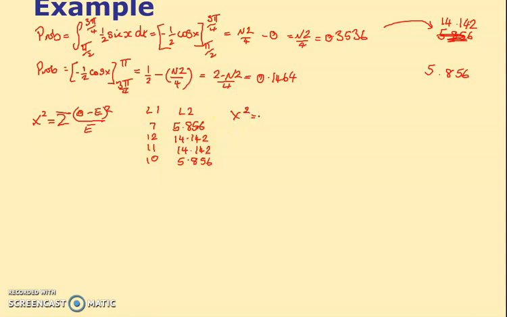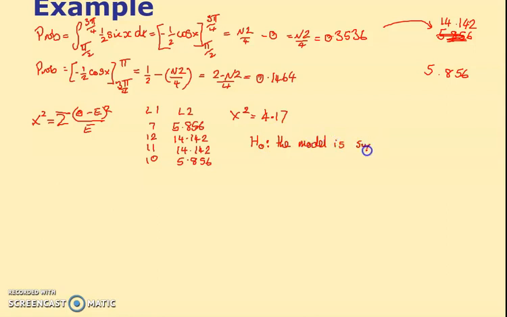Interestingly, I got chi-squared equal, I'm trying to remember what it was now. I did this sum in advance, so I should just make sure. I got 4.17. So bear in mind what we're saying. Basically we're saying H0 is that the model is supported by the data, the theory, something like that, by the observed data. And H1 is it is not. The model is not supported. I'm not going to spend too long writing that.